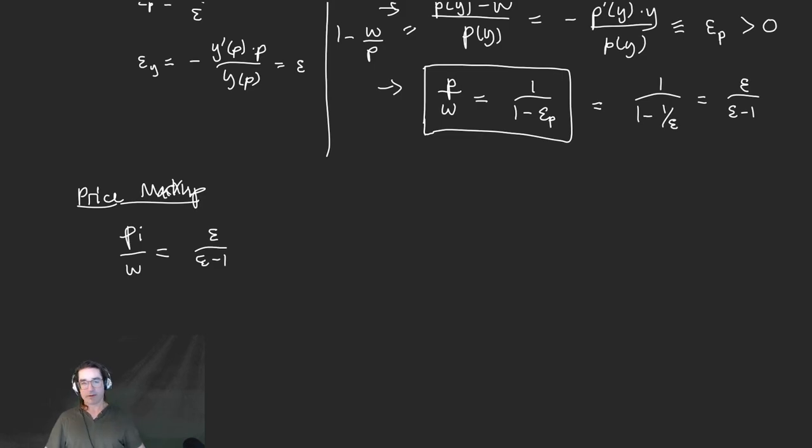Now, just to give you an idea of where we're going with this, what we really want to know is what's their profit level? Which should be related to the price markup because profit is proportional to P minus W. But it's not exactly that, right? So we're not quite there yet, but we can work our way towards there.